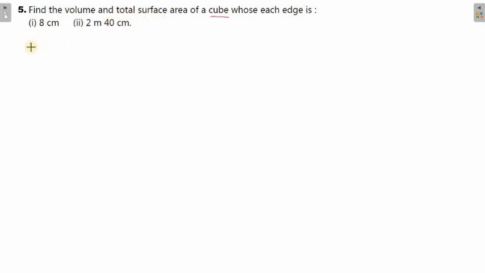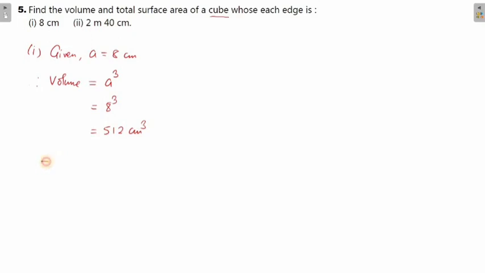So number 1, each edge is given to be 8 centimeter. So given is a equals 8 centimeter. Therefore volume. The formula for volume is a cube, right? So it is 8 cube, remember. So we have 8 cube is 512. 8 into 8 into 8 is 512, and the unit is going to be centimeter cube.